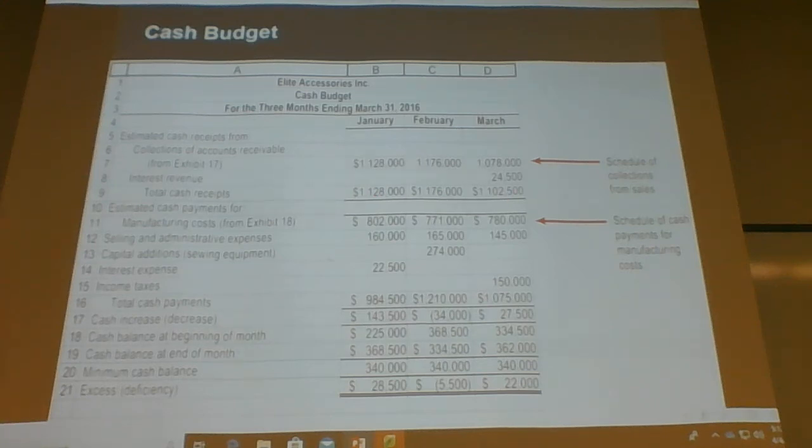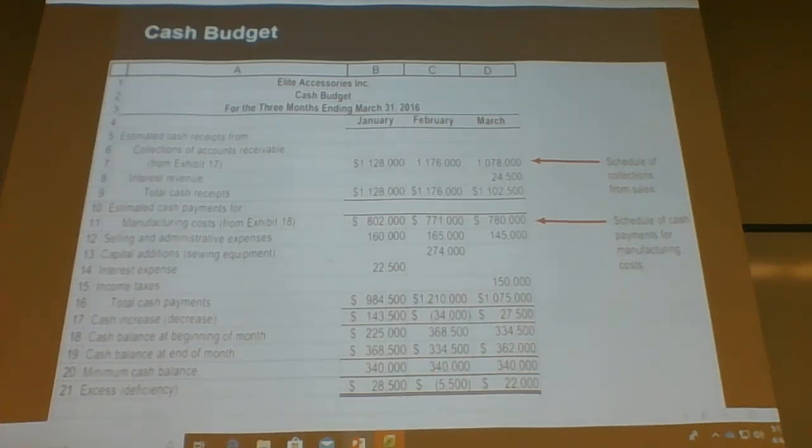Up here we have our cash receipts. Our increase or decrease looks like in the month of February, our cash payments were $1.21 million. And yes, that would be $34,000 more than what we received up here. We have our beginning cash balances for each month, and then the balance at the end of the month. So yeah, it went down for February. We also have our minimum cash balance. Looks like they want to have $340,000 of cash on hand at all times. And so if we account for that, it looks like we have excess cash in both January and March, and then we have a deficiency in February.